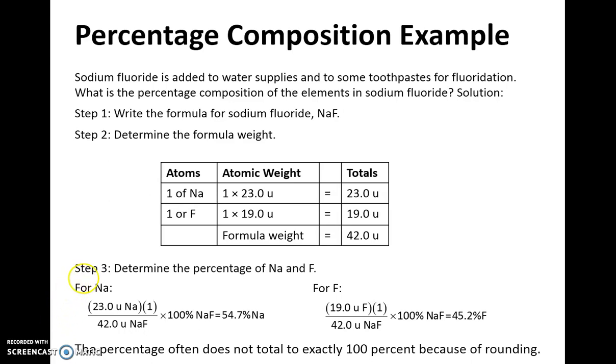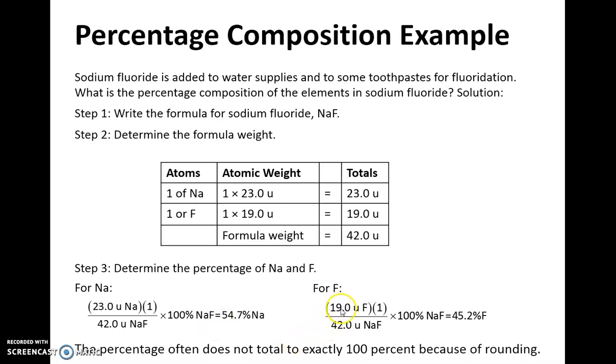So if we take a look here, we have sodium fluoride, and we have one atom of sodium, one atom of fluorine. We multiply by our atomic weight, and we get the formula weight. So now we can take the atomic weight of our sodium atoms and divide it by our formula weight and get a percentage. So we have our 23 atomic mass units times 1 divided by our overall formula weight times 100, and it gives us 54% sodium.